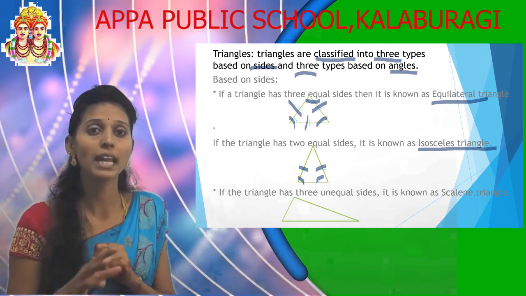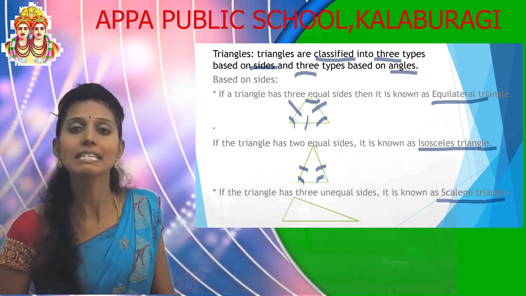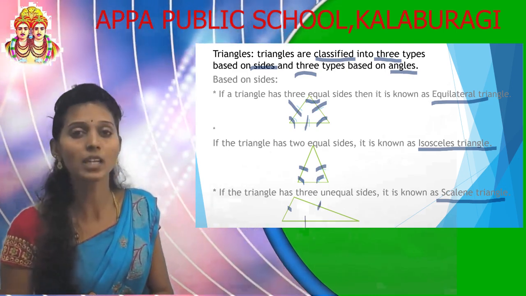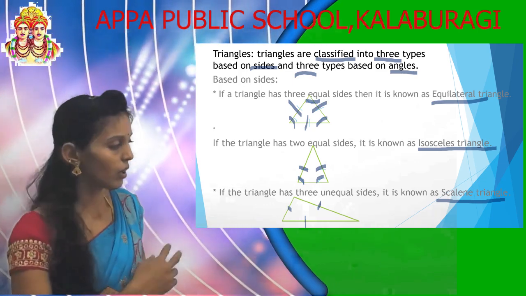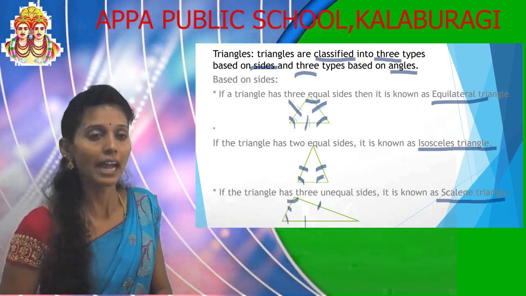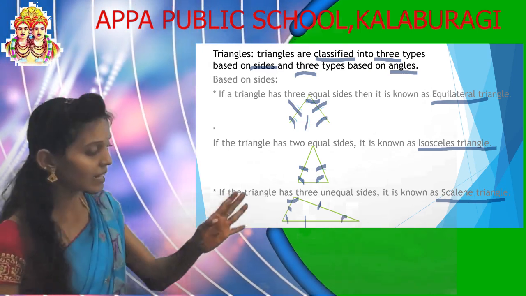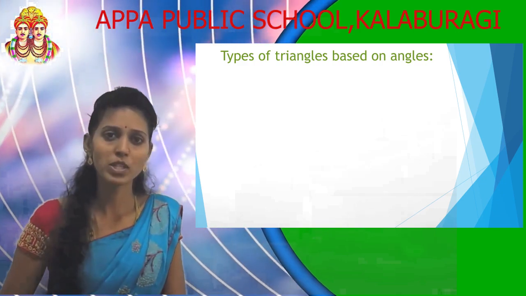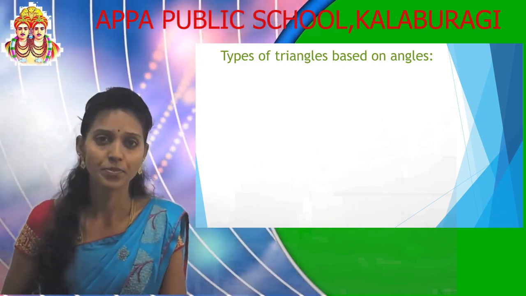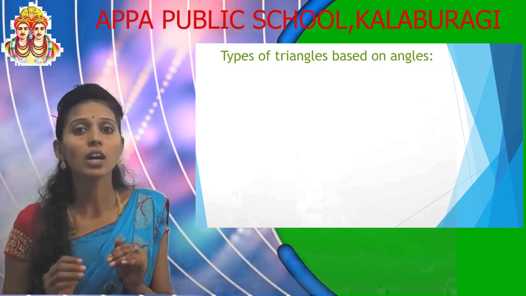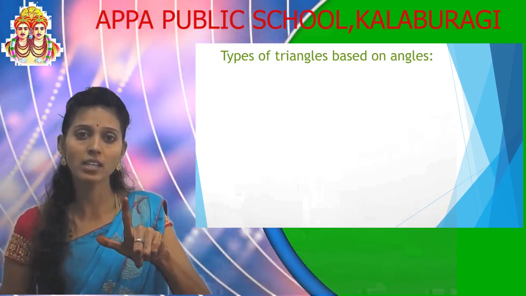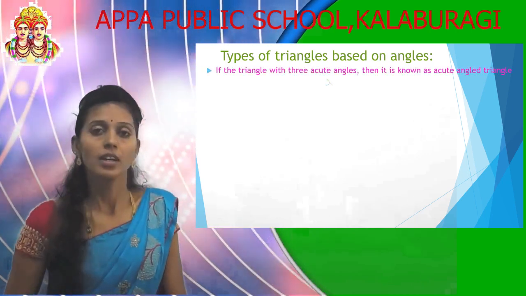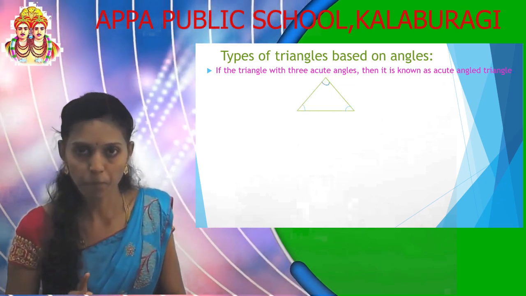Then what about a triangle with 3 unequal sides? That is nothing but a scalene triangle. All 3 sides are of different measurement, and the angles also, all 3 angles are of different measures. These are the 3 types based on sides. Then based on angles, we can't draw a triangle with 2 right angles or 2 obtuse angles. It is highly impossible. So 2 angles will be acute only.